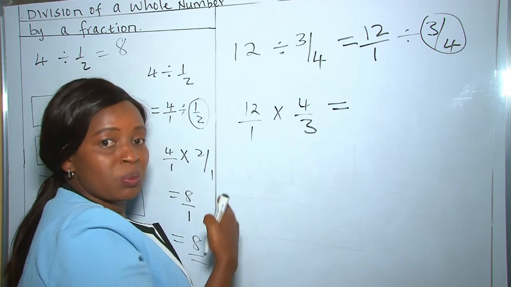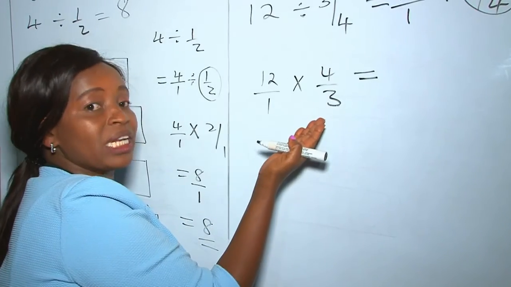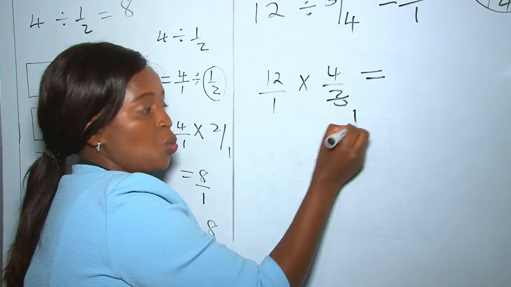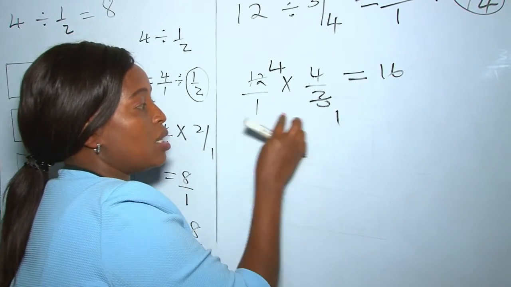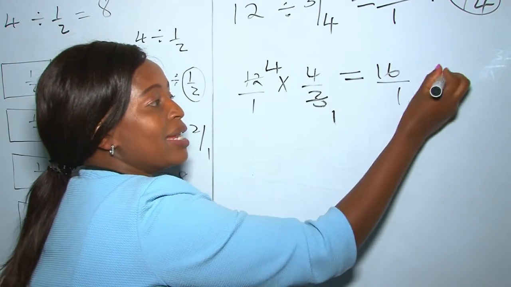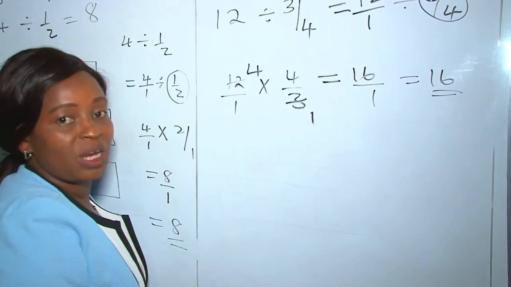Now we can cross multiply, or we can just multiply numerator with numerator. In this case, we can cross multiply. 12 divided by 3 is 4, and 4 divided by 4 is 1. So 4 times 4 is 16, and 1 times 1 is 1. 16 divided by 1 is 16. And there we have our answer.